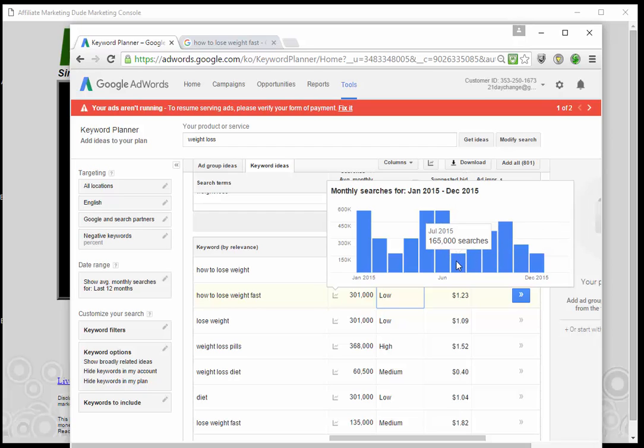Obviously, if you run your ad in July, you're not going to have as much inventory to get the traffic from. However, 165,000 searches is still a lot of people. That's over 5,000 people every single day that search for this. All right, so that's what this is doing.